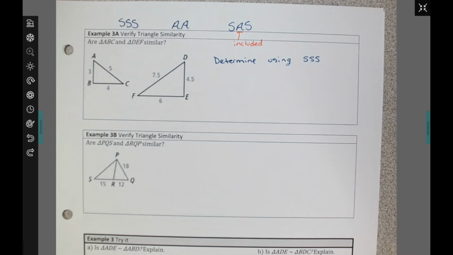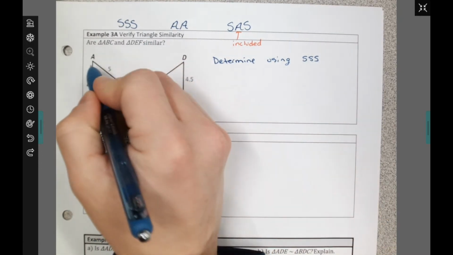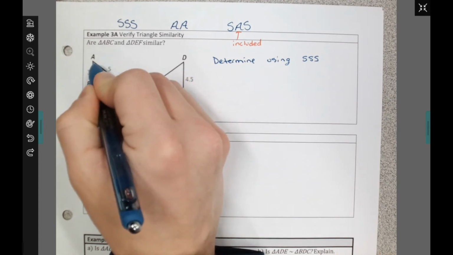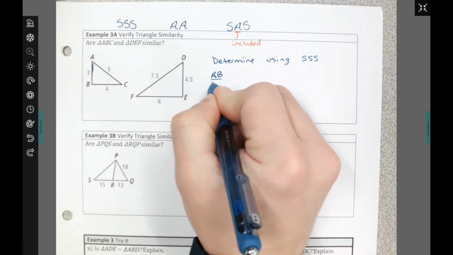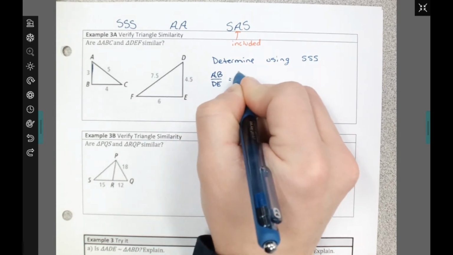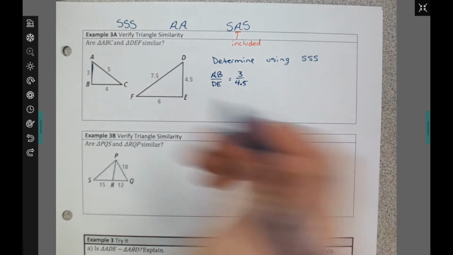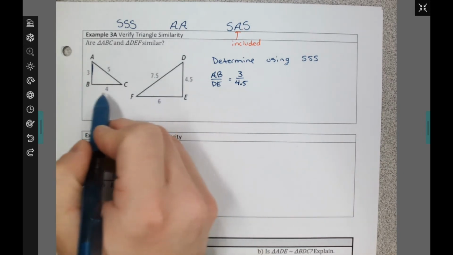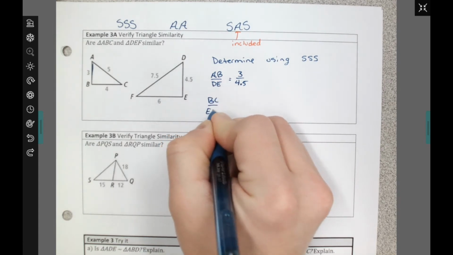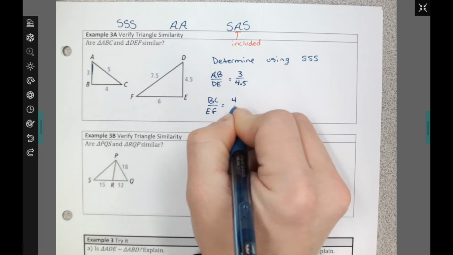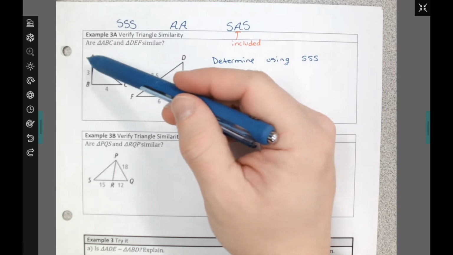The way you're going to determine if these are similar or not, going by side, side, side, is setting up proportions. So I want to match up my sides. AB, this side going up and down, goes with DE. And we're going to go ahead and make a fraction. AB divided by DE. So we got 3 divided by 4.5. Next one, we got BC, and BC is going to go with EF, the bottom over here. So BC, EF. BC is 4. EF is 6. And then the last one we have to worry about is my diagonal.